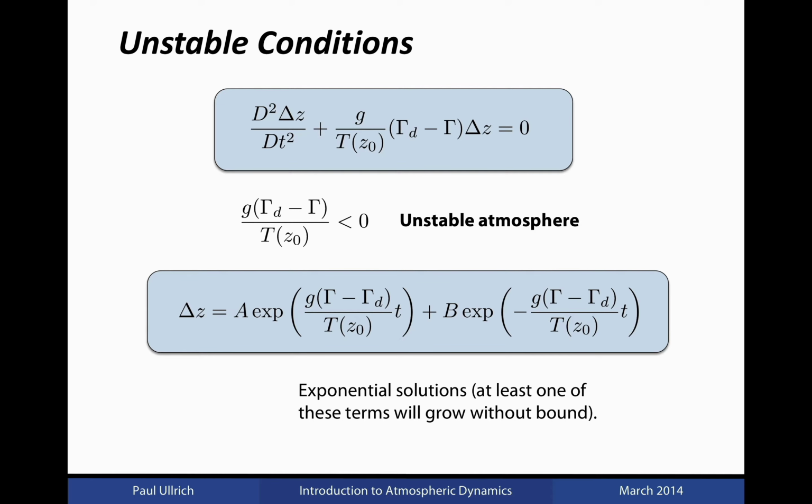Under unstable conditions, the coefficient in front of the delta z here is negative. The solutions of this differential equation are actually exponentials and include both a growing exponential term and a decaying exponential term. At least one of these solutions will grow without bound. This is associated with a fluid parcel that continuously finds itself warmer than the surrounding environment, and hence will rise indefinitely until it finds itself at a temperature consistent with that of the surrounding environment.